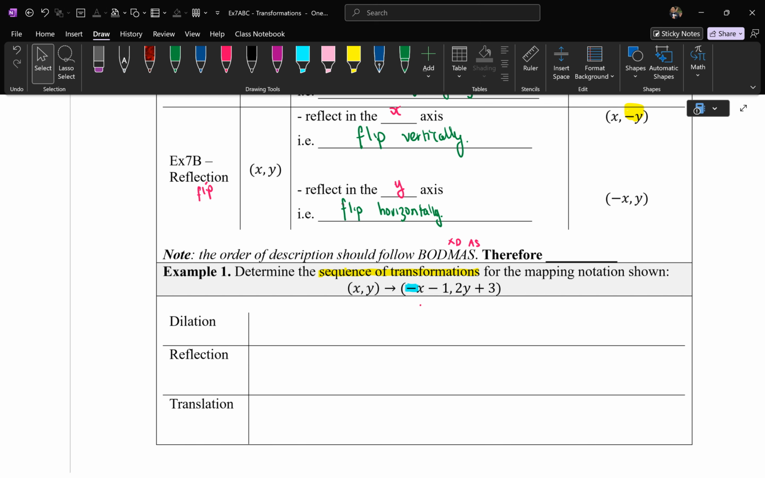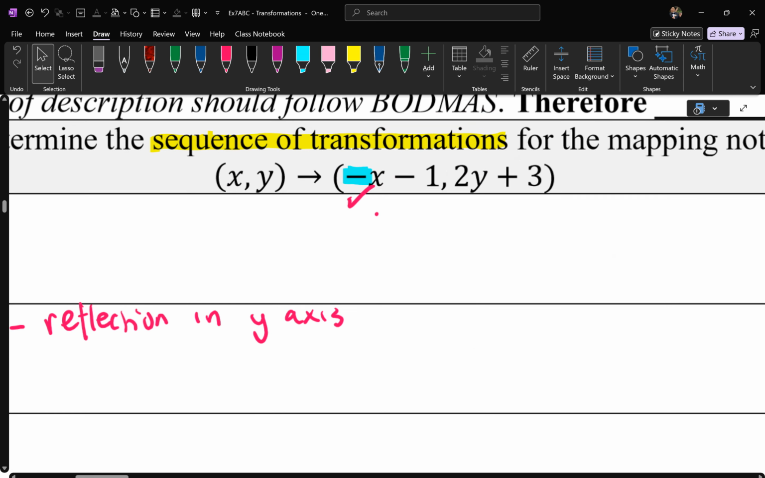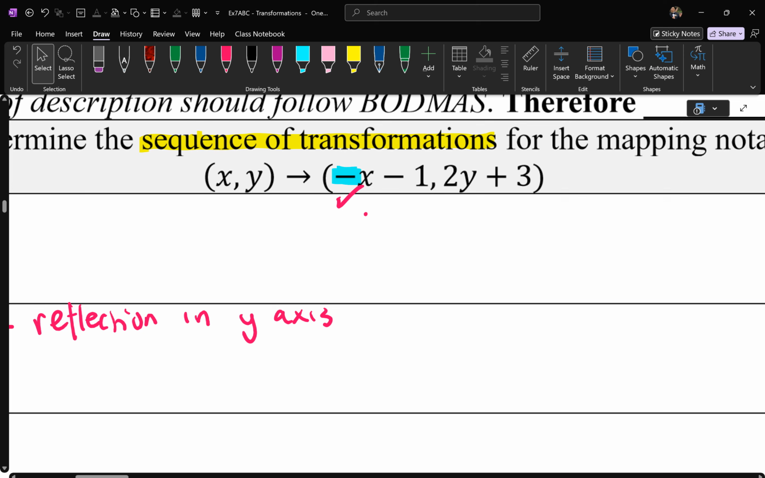Okay? So here we can then say, all right, I've got a reflection in the y-axis. Great. That's correct. We've got one of the transformations. Give me another one. Can I please have, let's go with the muffin. Give me another one that you can see. What else can you read from this transformation?